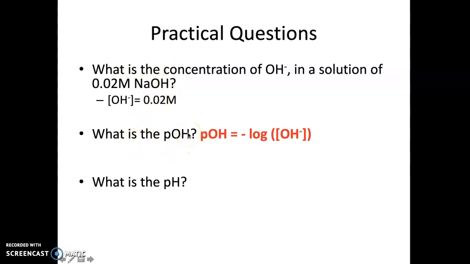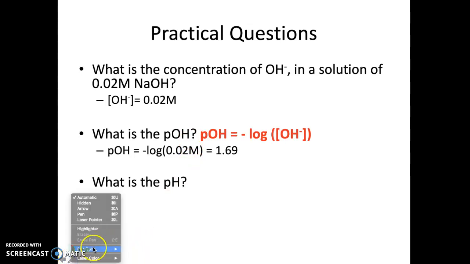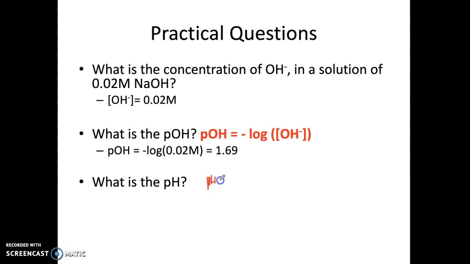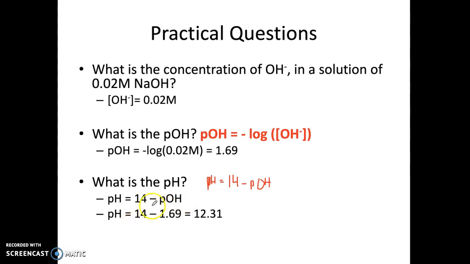What's the pOH? Same thing. Negative log of 0.02, I get 1.69. But here's the idea: pOH is not how we typically think of acids and bases. We typically think of pH. So remember, pH is equal to 14 minus pOH. Because if I look at a pOH of 1.69, a lot of people think acid. But since pH is 14 minus pOH, I'll be able to say that pH is 12.31.